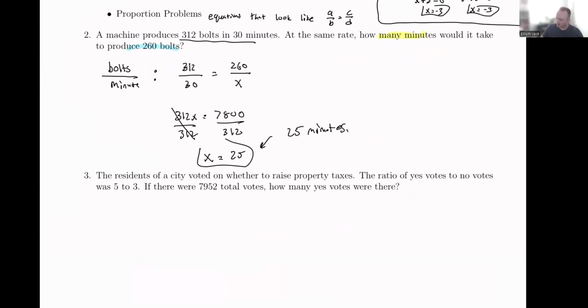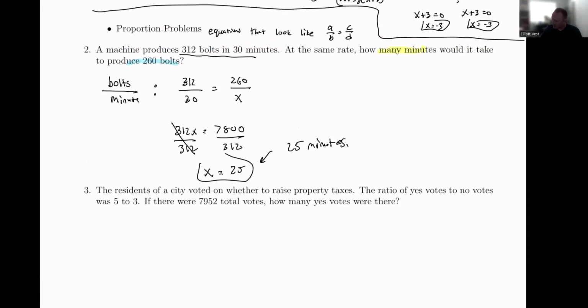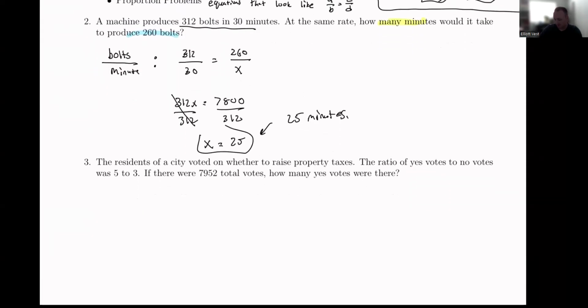Okay, another proportion problem for us here. The residents of a city voted on whether to raise property taxes. The ratio of yes votes to no votes was 5-3. If there were that many total votes, how many yes votes are there? Okay, well, I see a ratio of yes to no is 5-3. So let's try that out.